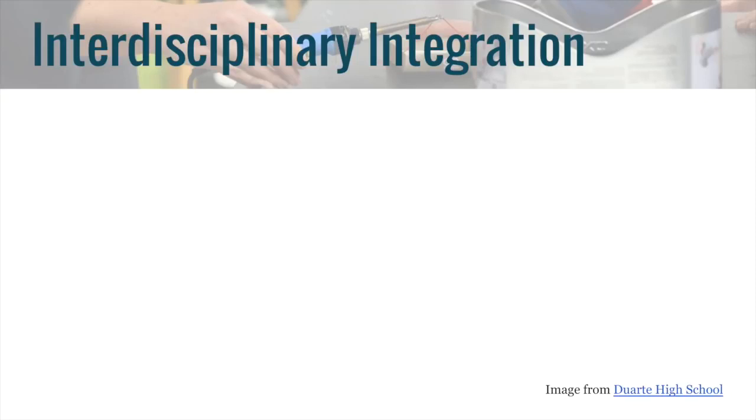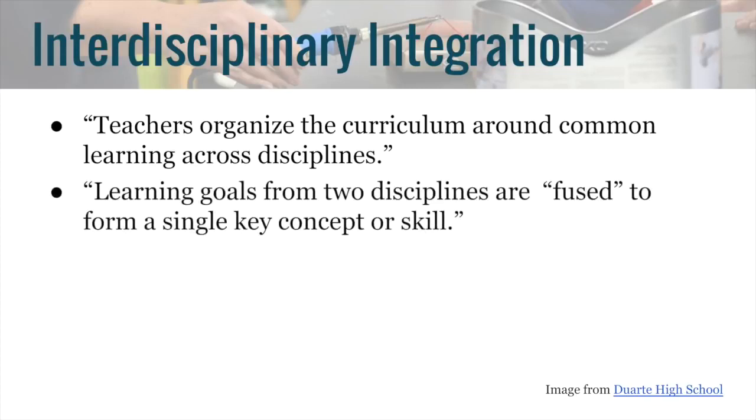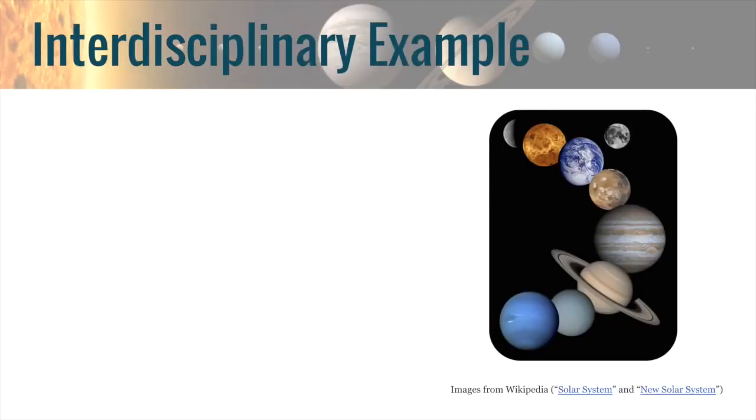Next, we have interdisciplinary integration. Teachers organize the curriculum around common learning across disciplines. The learning goals from 2 disciplines are fused to form a single key concept or skill. The book provides an interdisciplinary unit example of a science teacher who wants his students to have a better concept of scale, the range of sizes of planets, and the distance between them in space. The math teacher offers to help by having students scale a model of the solar system by using the ratios they are learning in class.